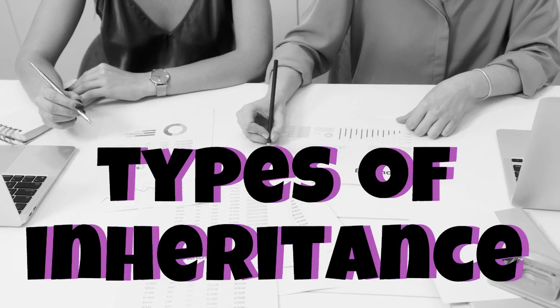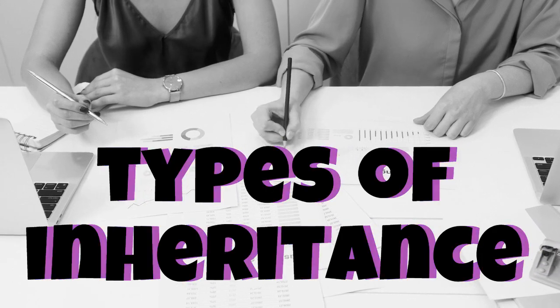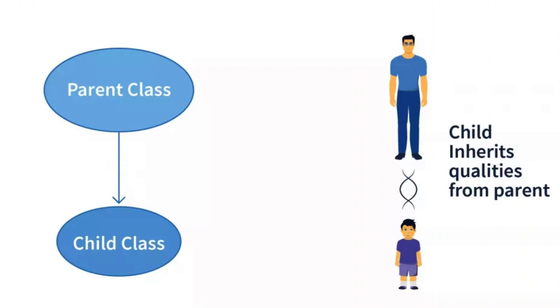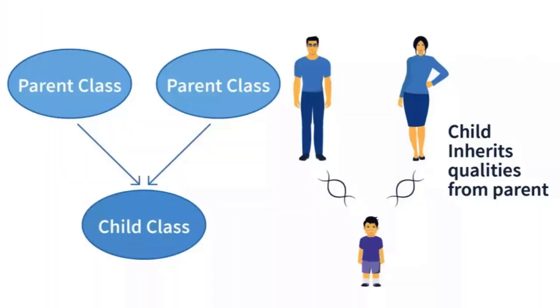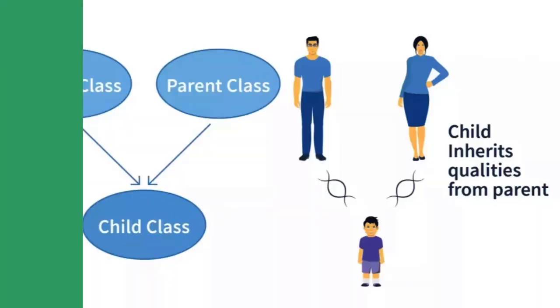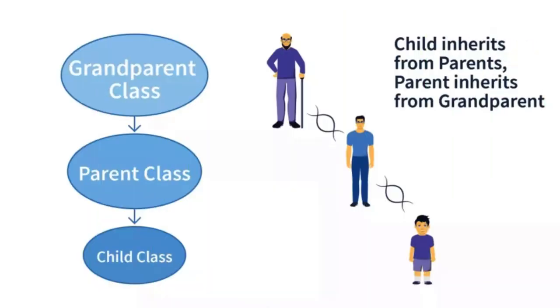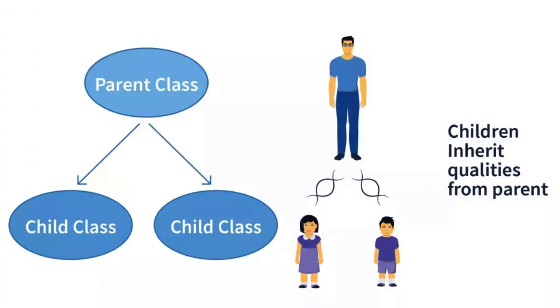Python offers several types of inheritance, each serving specific purposes. Let's explore a few prominent ones. Number 1, single inheritance. In single inheritance, a class inherits from a single parent class. Second, multiple inheritance. In multiple inheritance, a class inherits from 2 or more parent classes. Third, multi-level inheritance. Multi-level inheritance involves creating a chain of classes where each class inherits from the one above it. Number 4, hierarchical inheritance. In hierarchical inheritance, multiple classes inherit from a single parent class.